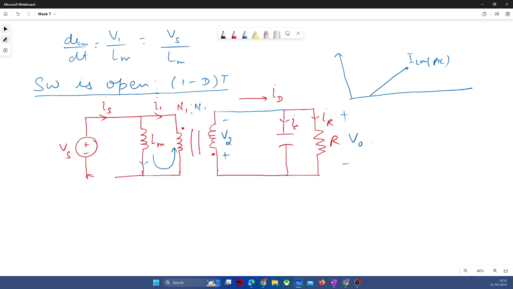N1 is to N2, and here we had V1. So V2, if you see from this side, is equal to minus V0, right? And V2 by V1 is equal to N2 by N1. So we can compute N1 from this relationship.